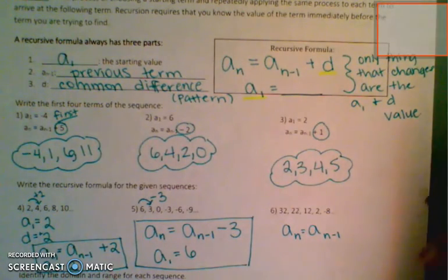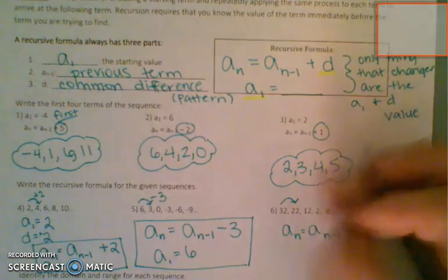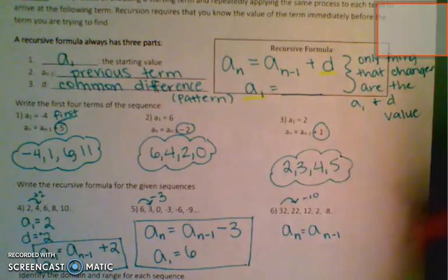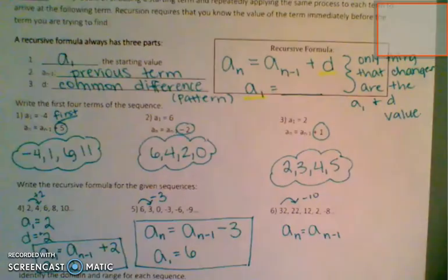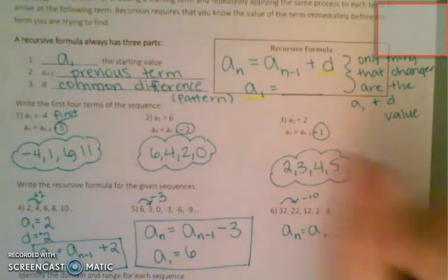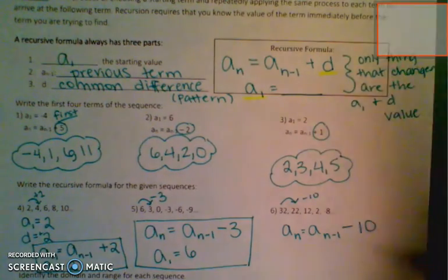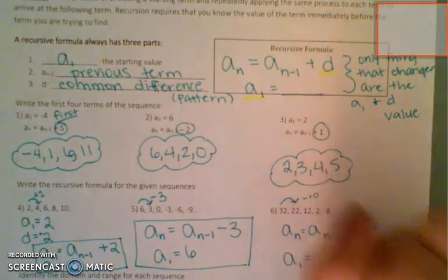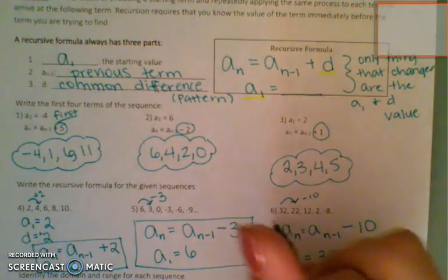So let's see, my pattern to go from 32 to 22 is minus 10. 22 minus 10 is 12. Yep, 12 minus 10 is 2. So my pattern is minus 10, so I'm going to put a big minus 10 at the end. But you're not done, because you always have to say what your A sub 1 is as well. So A sub 1 equals 32.